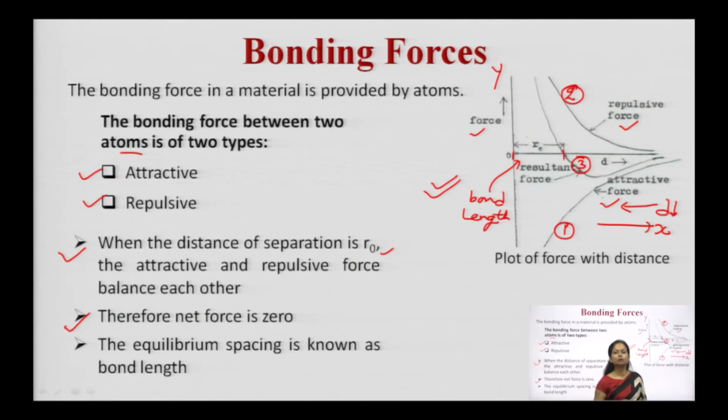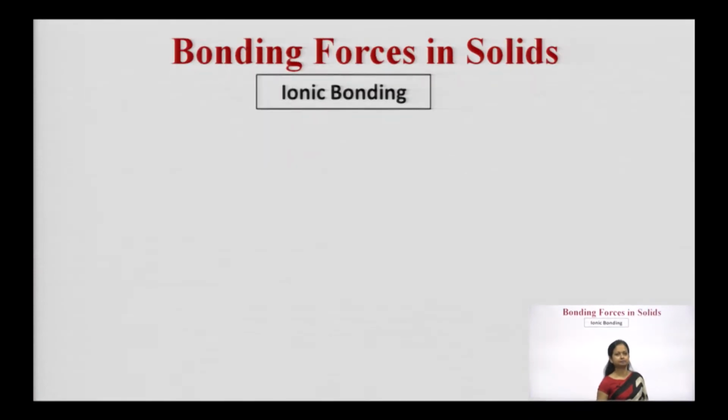So, this is about the bonding forces. Now, let us discuss the bonding forces in case of solids. You have studied the structure of solid, it may be crystalline, amorphous or any kind, but in general in a solid the atoms are arranged in a systematic manner. So, now let us discuss the types of bonding forces which exist in the solid.